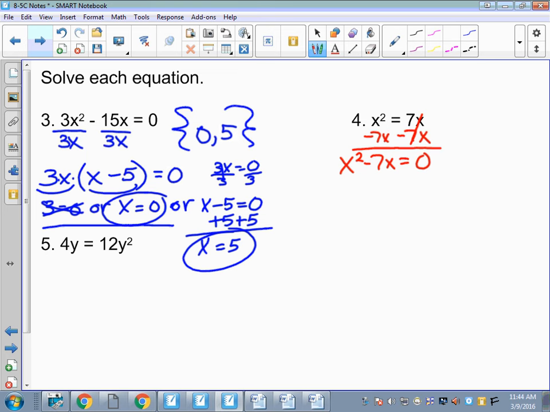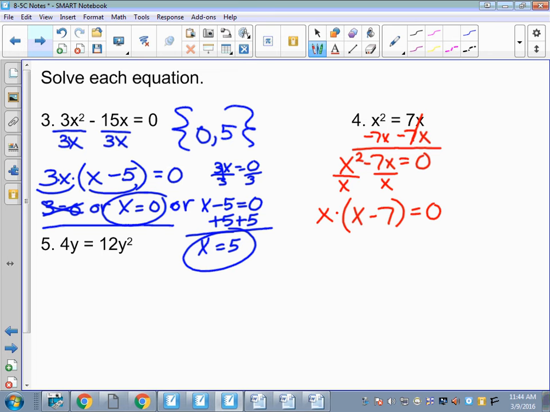So step 1 is done. I got 0. Step 2, I do not have a product. I need to factor. Greatest common factor is x between these two terms. Put that on the outside. x times the quantity x minus 7 equals 0.